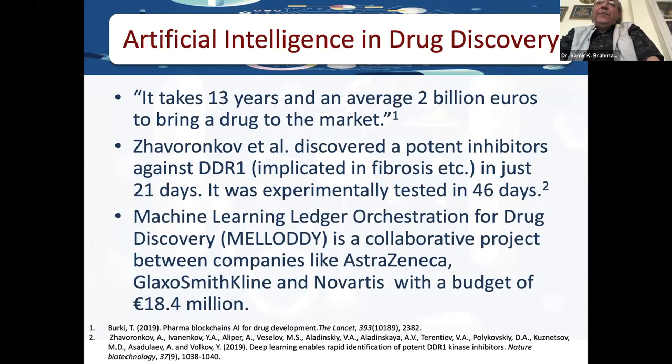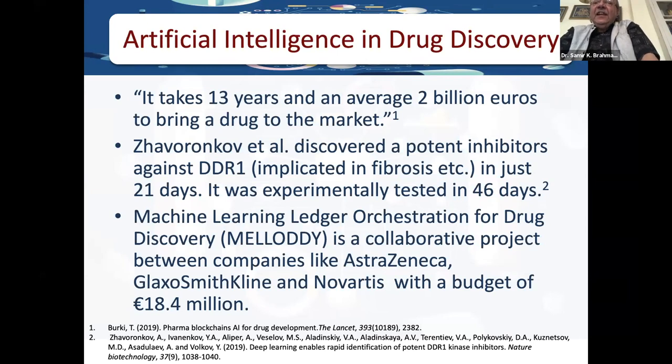Just to show you one example, artificial intelligence-based drug discovery. Traditionally it takes 13 years and $2 billion. Recently, with only 18 million euro, a drug was identified for fibrosis in 21 days, and in 46 days it was tested. This is the future. Whenever anybody asks me about a vaccine, I tell them, don't worry, drugs will come. AI-based drug discovery for COVID will be there by early next year. Once drugs are there, you don't worry so much about the disease.